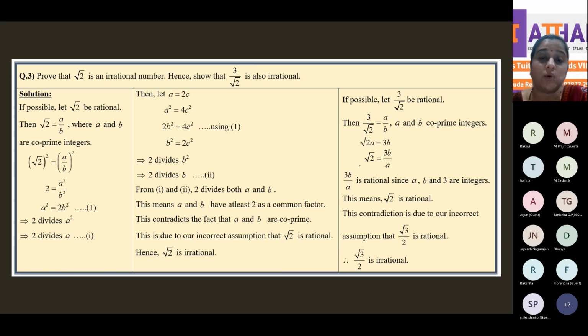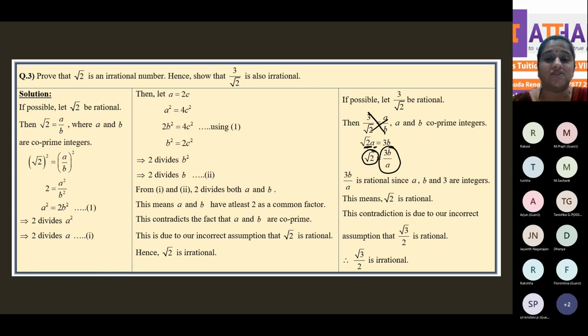Now cross multiply. Here the intention is to separate the integers from the irrational. You know that root 2 is irrational. So you cross multiply. What will you get? Root 2 a is equal to 3b. Now, root 2 is the odd one out. Have that root 2 on one side, so take a to the other side. It will be 3b by a. So what have we done? On the left hand side, we have only root 2. On the right hand side, we have 3b by a. We have separated the integers from the irrational.